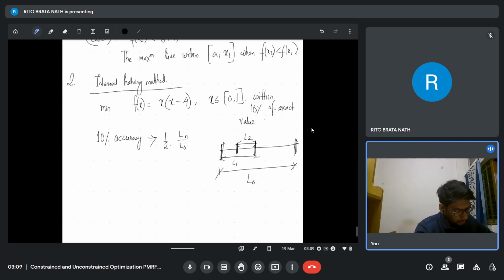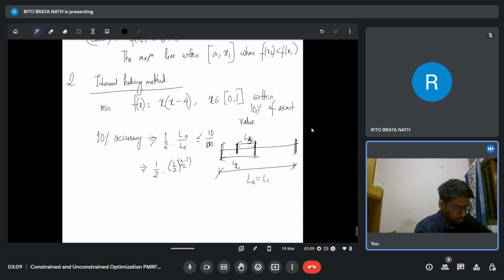Yeah, so what you can do, you can take it as this. This could be your L2, this could be your L3. And in that case, this should be less than or equal to, say, 10%. So that's 10 by 100. And you can write the expression of Ln like half times minus 1 by 2.